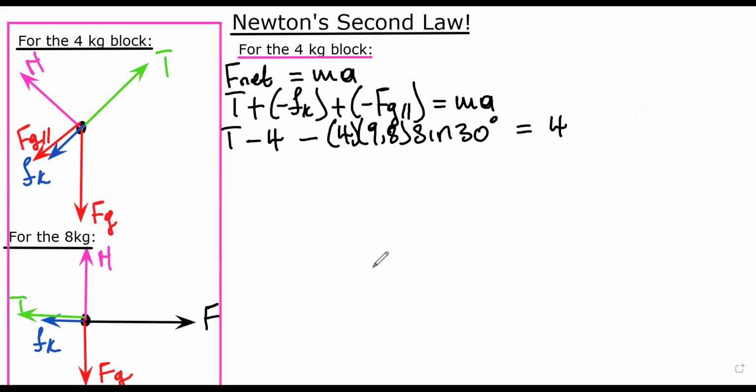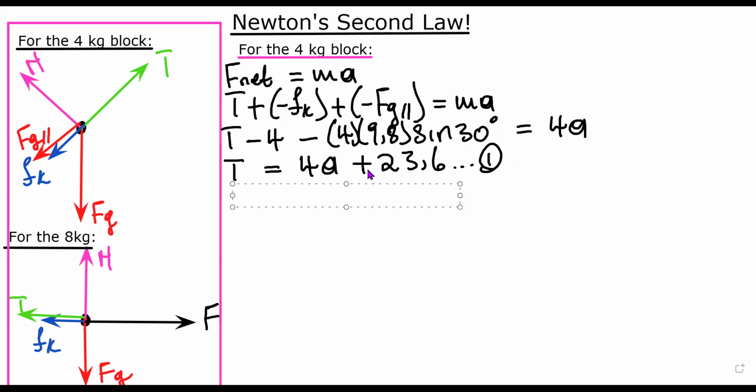Okay. So if we go to the calculator and we say -4, and then we say minus 4 times 9.8 sine 30 degrees. Well, we simply get negative 23.6. But I'm just going to take it to the right. So it becomes positive 23.6. And I'm going to call this the first equation, okay?